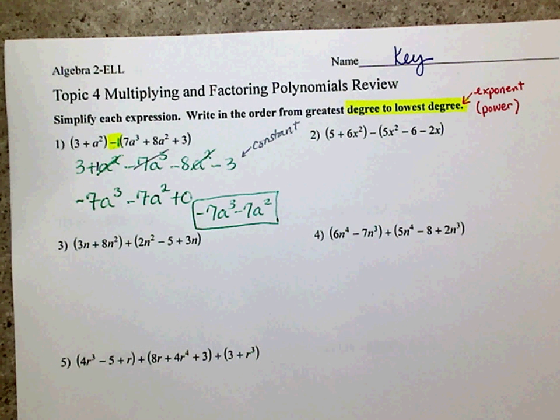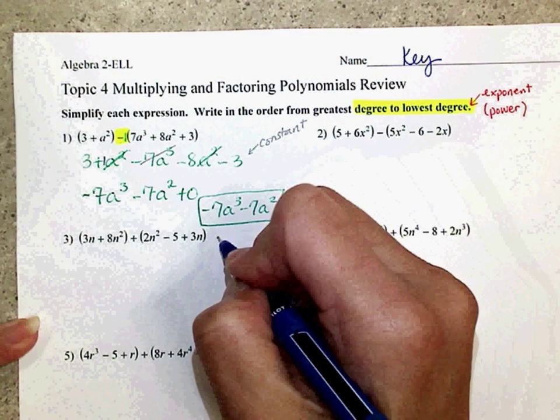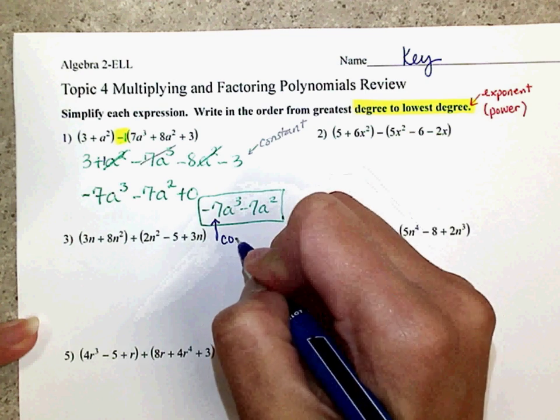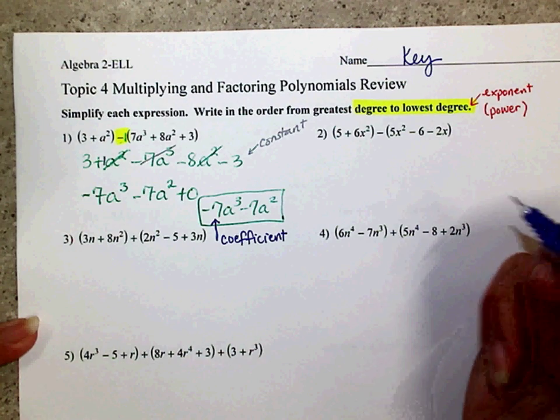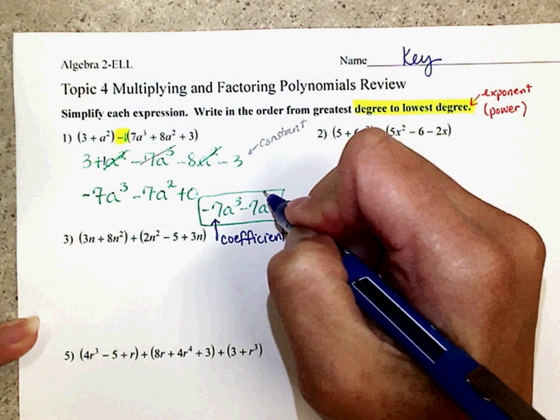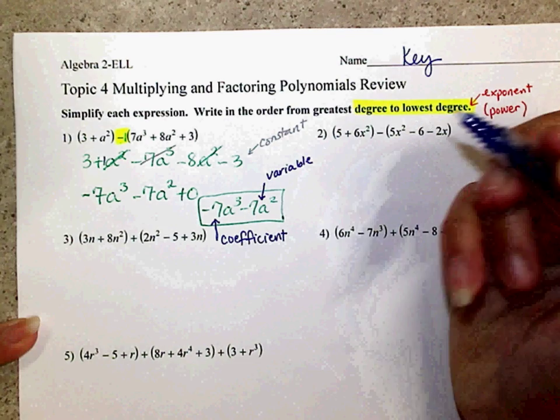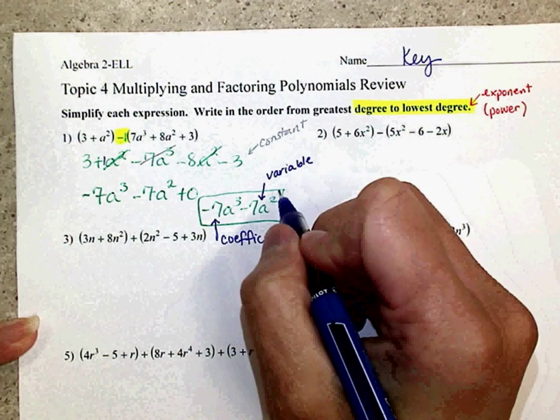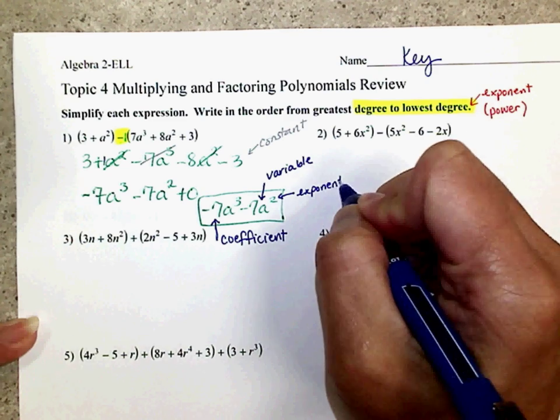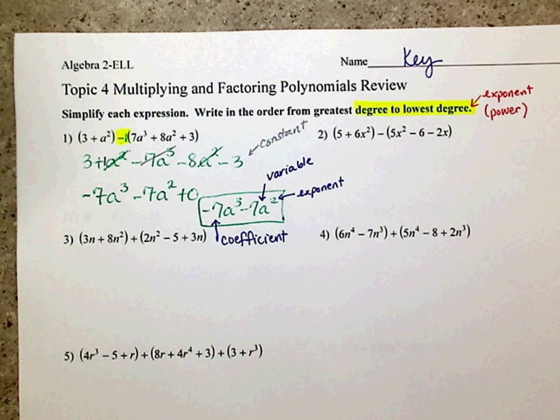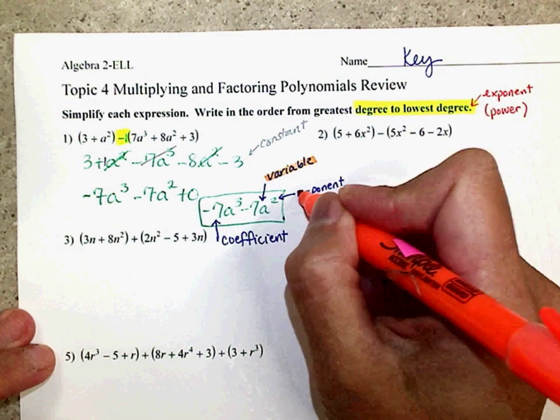All right. As you're doing this, I'm going to point out a few things, so make sure you know what they are. The number in front of a variable is called a coefficient. The letters are known as variables. The alphabet represents something, so it's called a variable. And the power that it's raised to, that's your exponent. So make sure you understand those English words as well: variable, exponent, and coefficient.